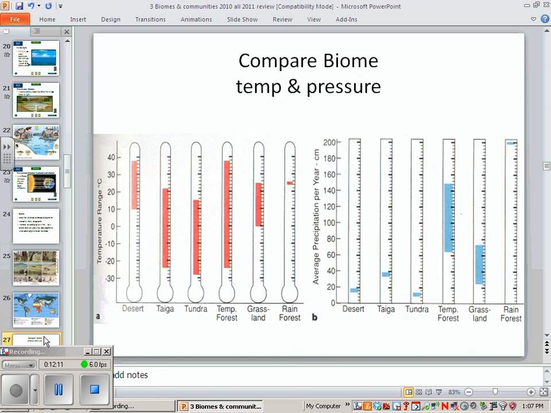On this one, pause here, go back and look, compare. Which one has the highest amount of moisture, which ones have the least, which ones have the highest temperature, which ones have the highest variation. Give you a hint, the larger the variation in temperature, the more seasons you have. Does the rainforest have a season? If it stays 25 degrees year round, there is no season.